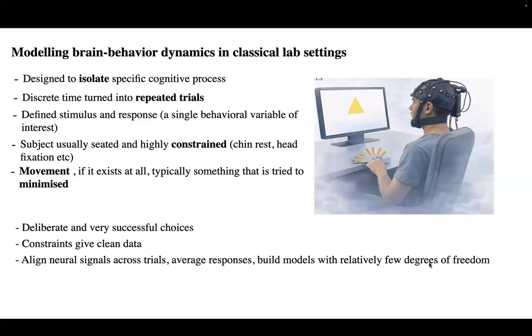And these choices are very deliberate, and have also been extremely successful in the past. They have given us very high control over the paradigms, and therefore we got to know a lot of scientific findings that we would not have known otherwise. And it does help because it constrains the data, and these constraints help to get us clean data. And with that, we can align neural signals across trials. We can average the responses. We can build models with relatively few degrees of freedom. So, from a neural data science perspective, this already seems to be an ideal regime.